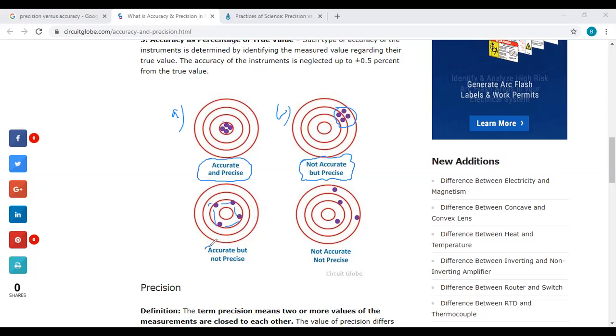So they are accurate but not precise. And lastly, these four are neither accurate nor precise because they are not near the inner circle, nor are they close to each other. So in this scenario, they are neither precise nor accurate. I hope it is clear what the difference between accuracy and precision is.